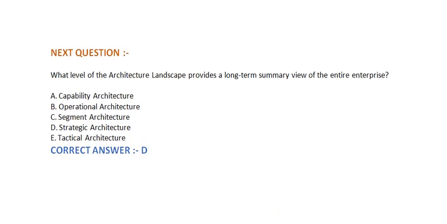Next question is, what level of the architecture landscape provides a long-term summary view of the entire enterprise? Option A, capability architecture. Option B, operational architecture. Option C, segment architecture. Option D, strategic architecture. And option E, tactical architecture. And the correct answer is option D.